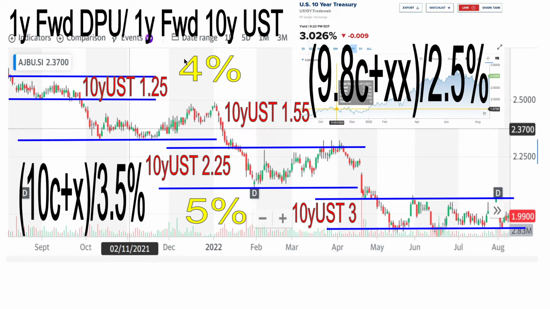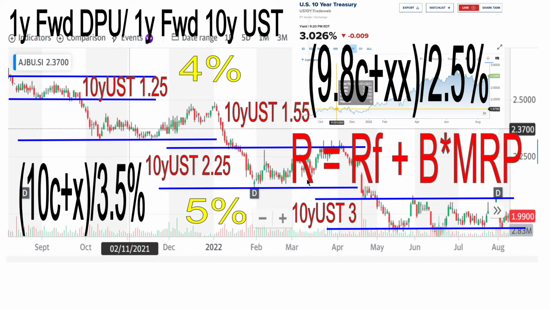So a 4% yield over a 2.5% forward expectation, or a 1.5% pickup, and the 1.5% pickup applies over here as well. So 5% yield over a 3.5% forward expectation. So that's really remarkable, right? Because if you look at the CAPM formula, R equals risk-free plus market beta times the risk premium. So it's almost exactly the same, right?